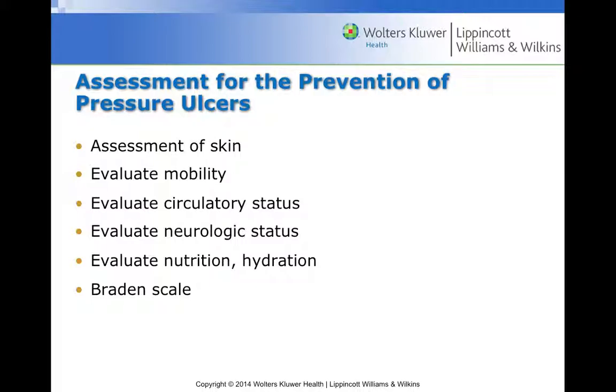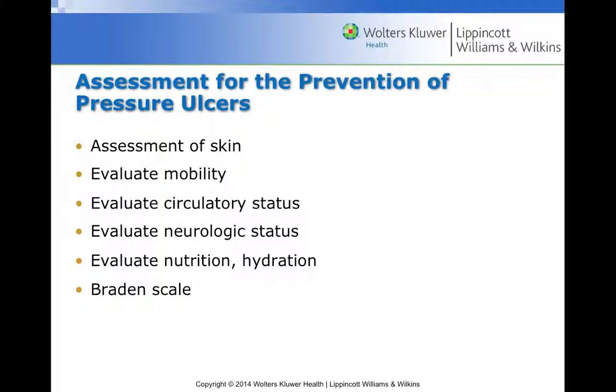We want to evaluate the circulatory status. Are they having poor circulation in the lower extremities, upper extremities? Do they have any cardiac problems that would suggest this? You want to also look at their neurologic status. Another thing you can evaluate is their nutrition and hydration. We want to make sure these patients are eating a well balanced meal and staying hydrated.